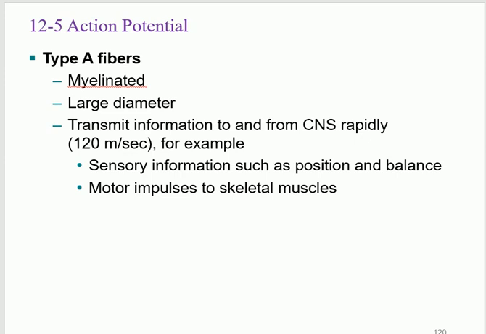So type A is obviously myelinated and large diameter. This is type A, the fastest. But I want you to know where we utilize each one of those. I have three types, A, B, C. Which one is the best? The best, which is the fastest: A. Which one is in the middle? B. Which one is the bad one, the slow one? C. So we are going to utilize them depending on the importance of that area, right?